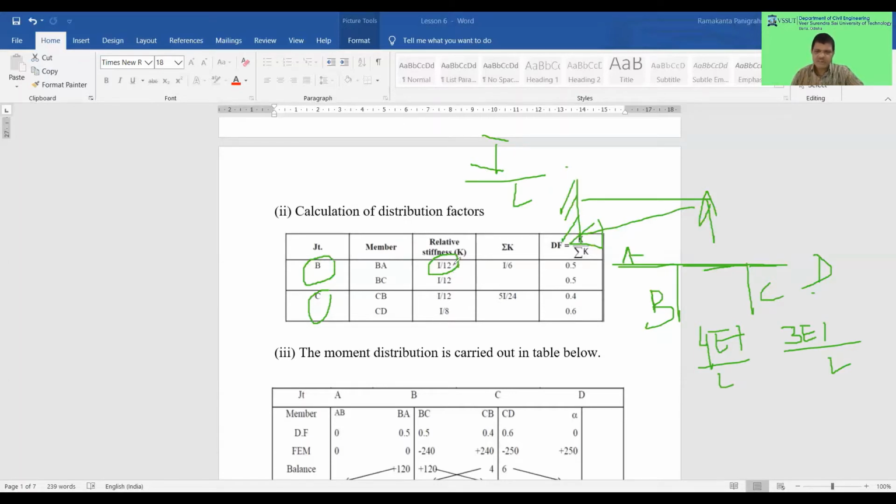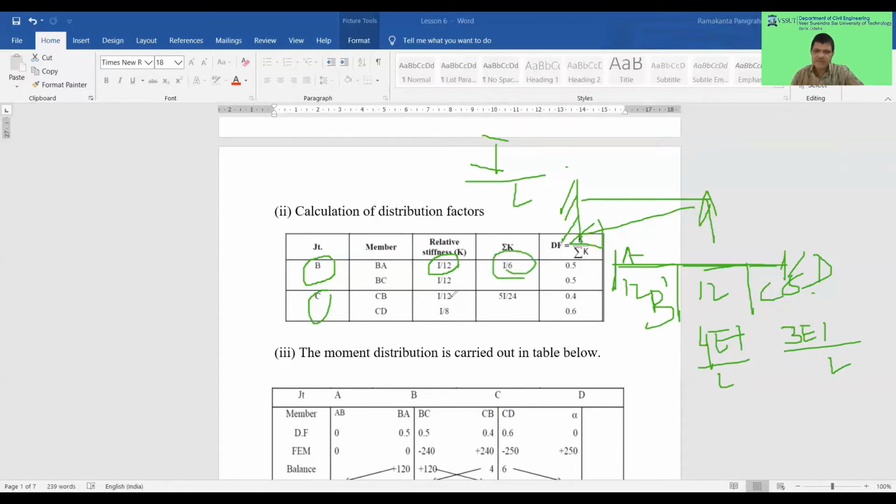So for the span BA it is 12 meters, this is 12 meters, and this is 8 meters. Because all of this is fixed, you'll find the I by L, and I is the same throughout the section. So I by 12, I by 12 for the span BC, and CB also will be I by 12, whereas CD will be I by 8. Then find the value of sigma K for each joint.